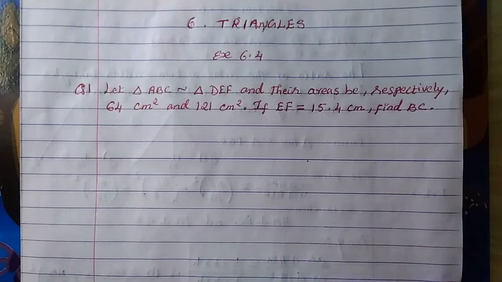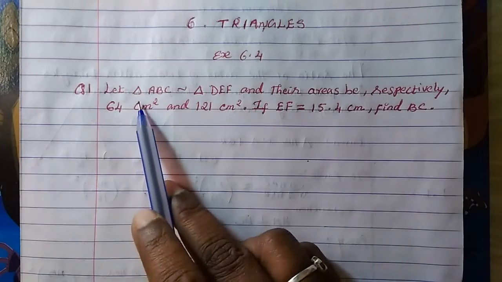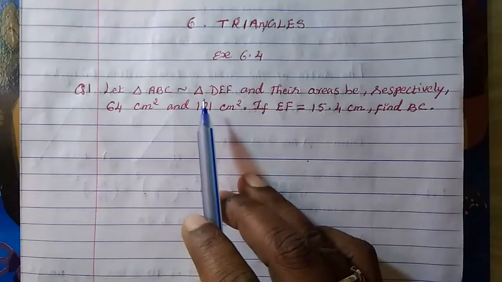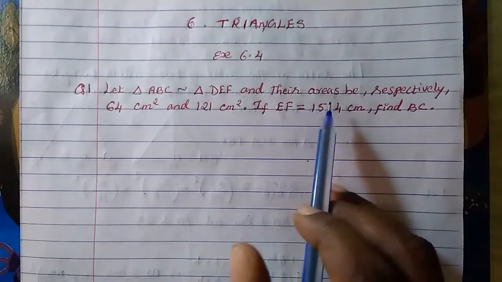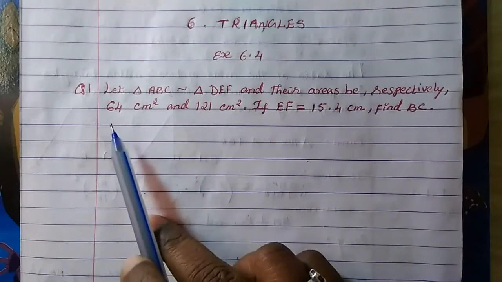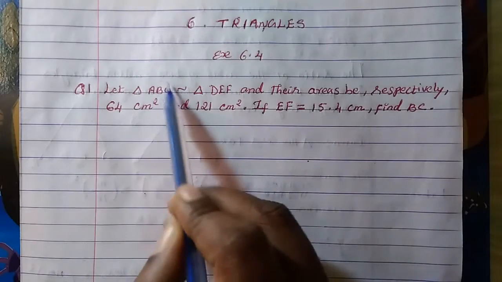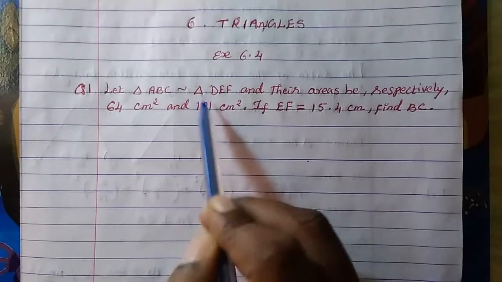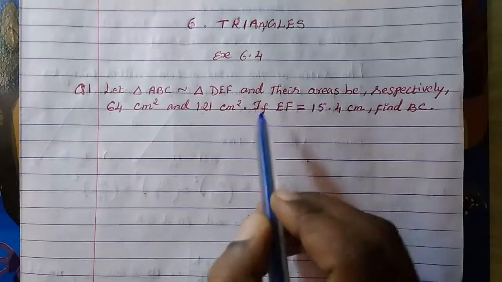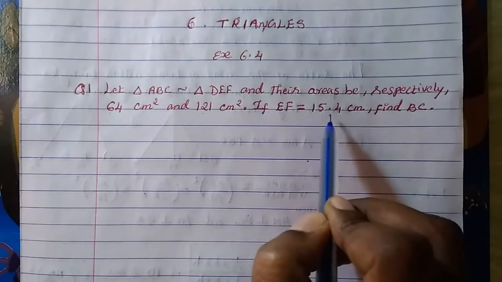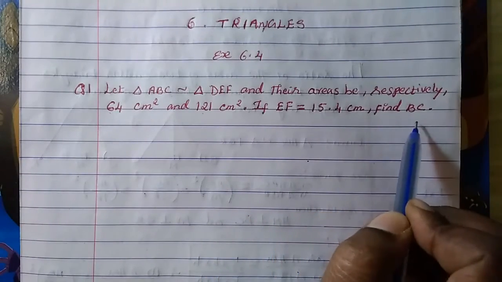Today we are going to study chapter 6 triangles, exercise 6.4, question 1. Let triangle ABC be similar to triangle DEF and their areas be respectively 64 centimeter square and 121 centimeter square. Area of this triangle is 64 and area of this triangle is 121. If EF is equal to 15.4 centimeter, find BC.